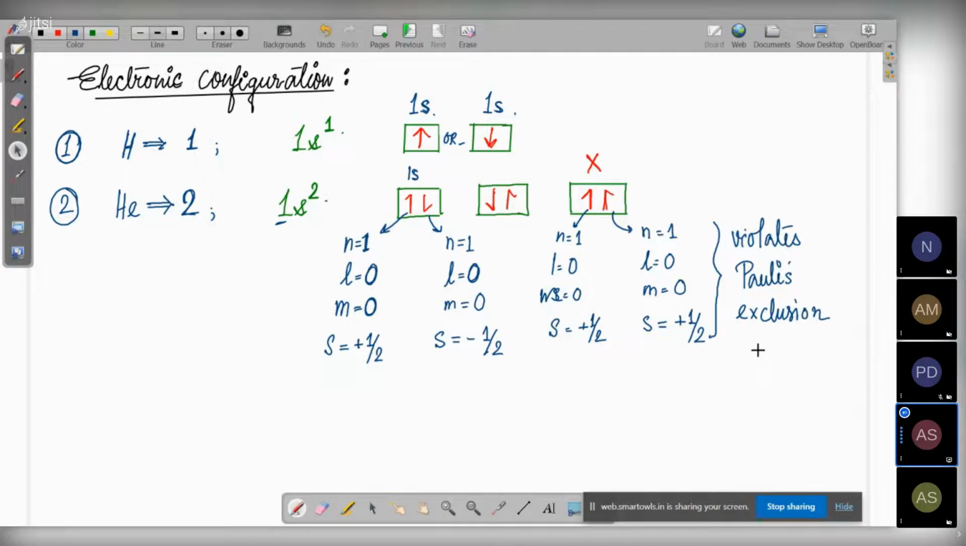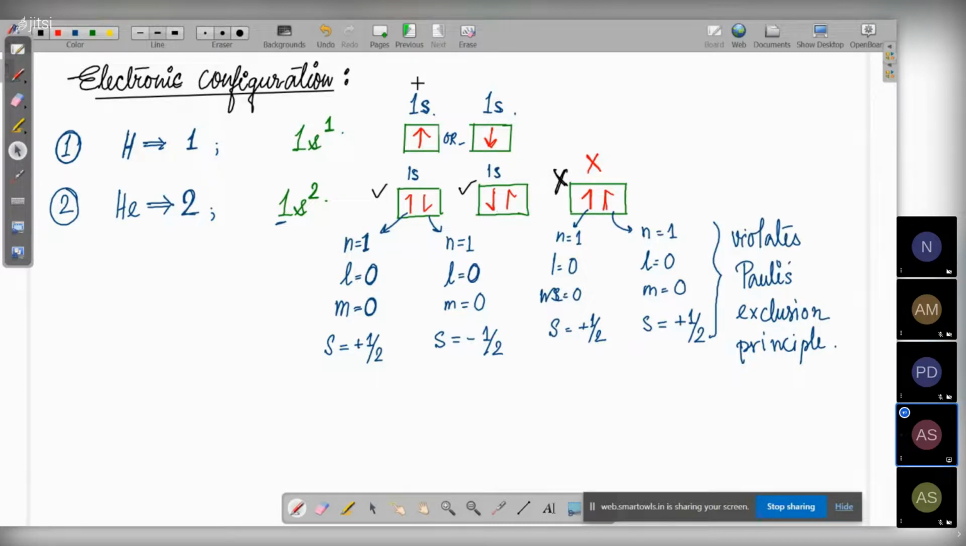This is very important. This is like the ABCD of chemistry. Be very, very clear with your concept. This is violating the Pauli's exclusion principle. But this one you can draw. So either of these two is acceptable. You can draw it in this way also or this way also. But this is not acceptable as it is violating the Pauli's exclusion principle. Okay.